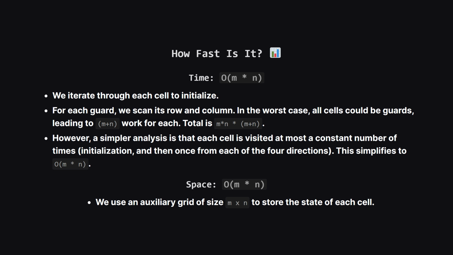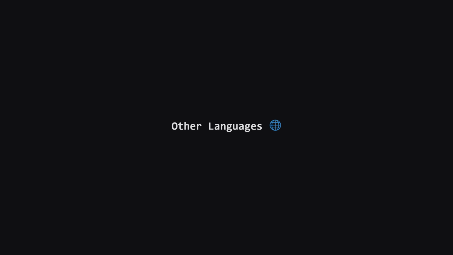So how efficient is this? For time complexity, the tightest bound is a bit tricky, but we can think of it this way. Each cell in the grid is visited a constant number of times. It's visited once during initialization, and then potentially once from a guard to its north, south, east, and west. So the total work is proportional to the number of cells, which gives us a time complexity of big O of m times n. For space, it's simpler. We create a helper grid of the same dimensions, so that's big O of m times n space.